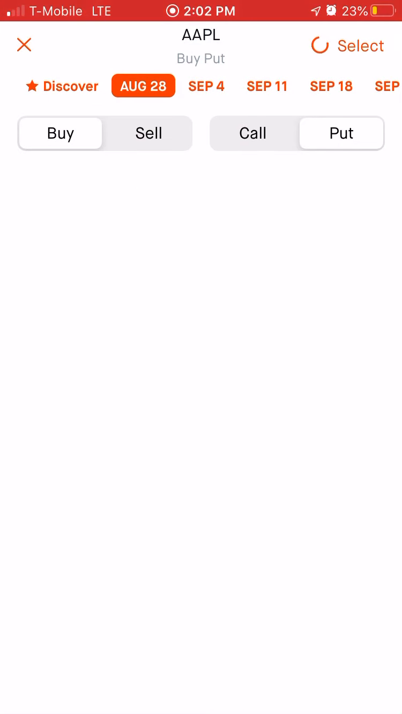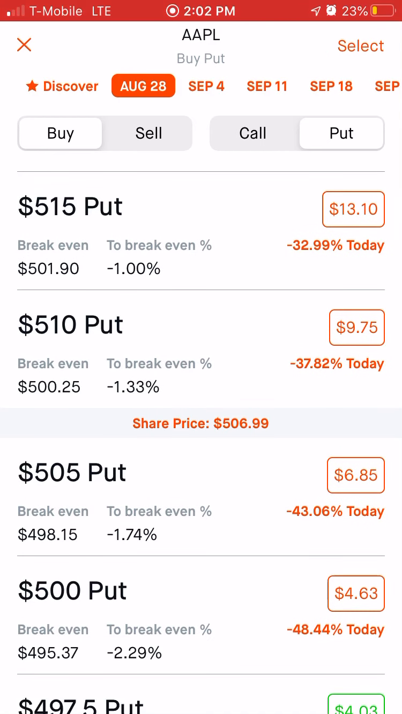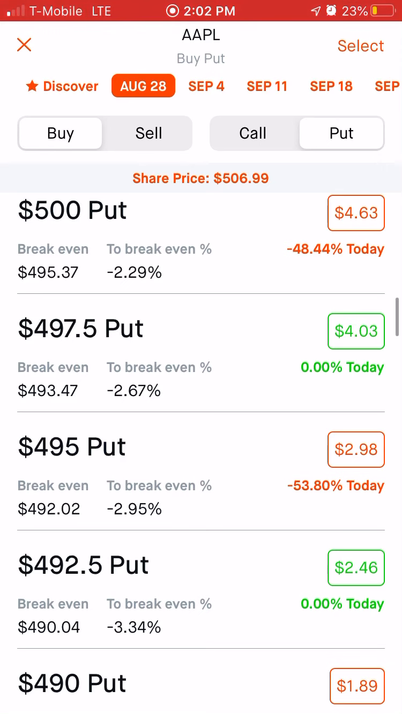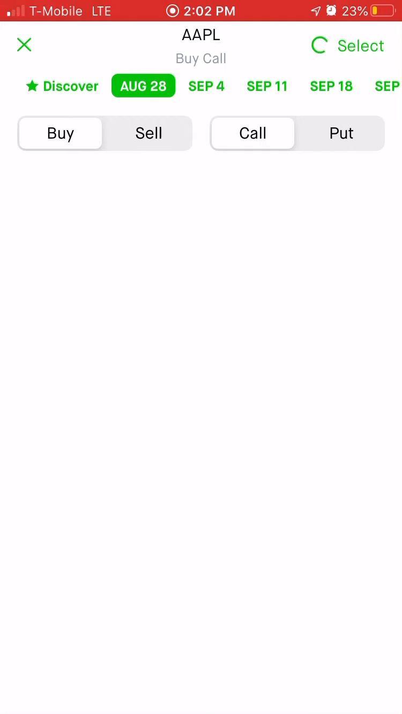There's a lot more stuff: debit spreads, credit spreads, put debit spreads, put credit spreads. And then there's cash secured puts and covered calls, Iron Condors, Butterfly Spreads, Strangles and Straddles, but that's a little too much for a beginner. Options are very risky. If it expires out of the money, you lose it all.